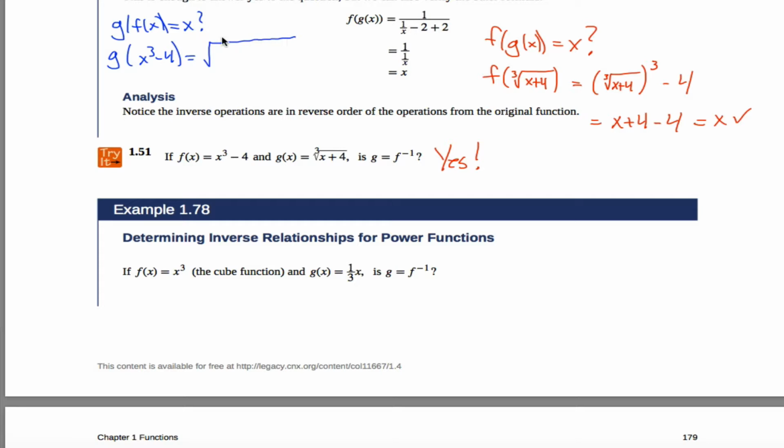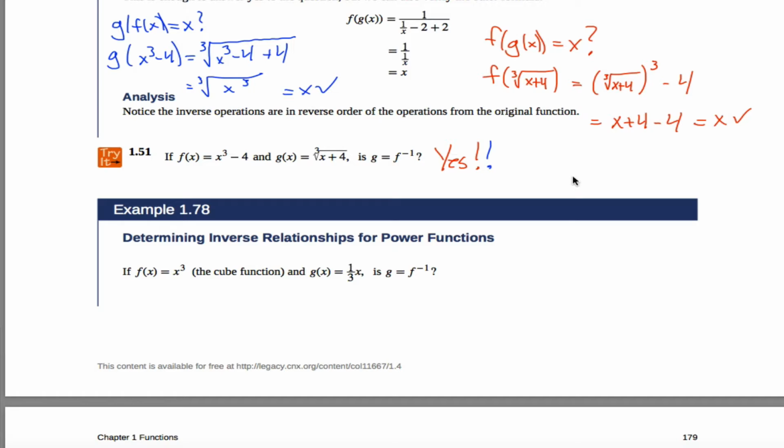So I got the cubed root of, and then instead of writing x plus 4, I'm going to write x cubed minus 4 plus 4. But this is just the cubed root of x cubed, which is just equal to x. So I just showed again that the answer is yes. These are definitely inverses of each other. If you don't like either of those two methods, there's other things you could have done.